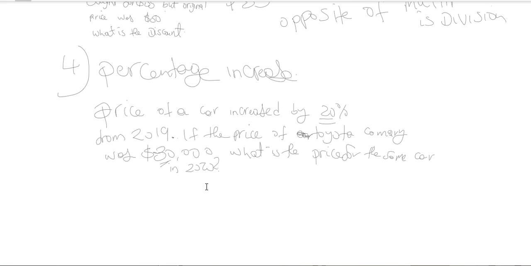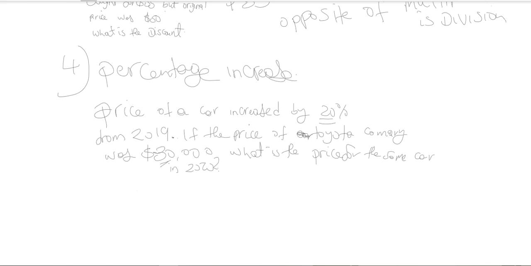Or maybe the price of material, the metal, has increased, so the price of the car will increase as well. So the price they're selling for in 2020 is higher by 20%. Find how much they're selling the Toyota Camry for in 2020. This is very easy.